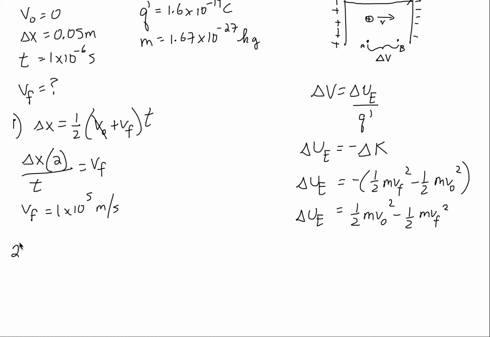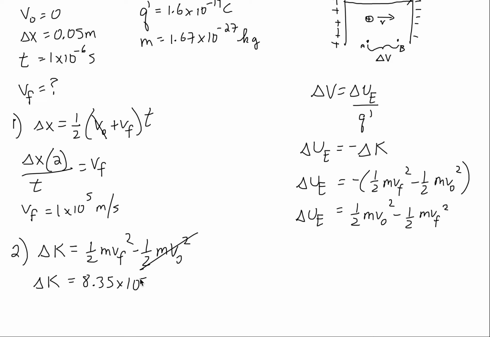Now the next step is to figure out, okay, what's the change in kinetic energy of our proton here? That's going to be 1/2 m v final squared minus 1/2 m v initial squared. So initially it doesn't have any kinetic energy since it's at rest. So the change in kinetic energy is going to just be the final kinetic energy. We're going to plug in our final speed here and our mass that we have here, and we're going to get 8.35 times 10 to the negative 18 joules.